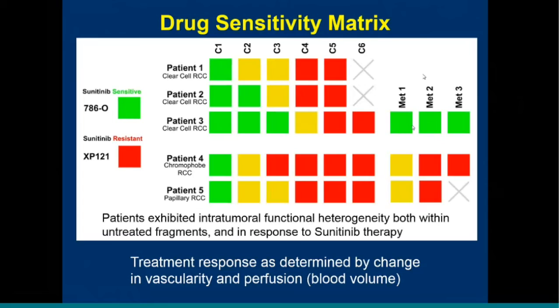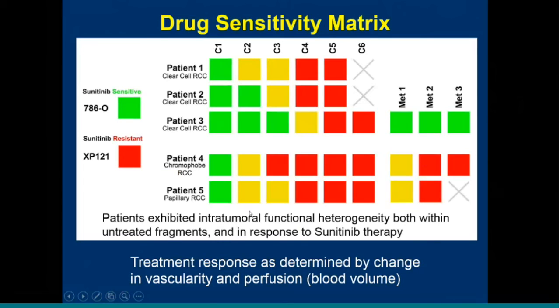And these are really the important ones for the patient, because all of these cores have been removed with a nephrectomy, at least hopefully so. In comparison, patient 4, with chromophobe RCC, the vast majority of their cores are resistant to sunitinib, and also their metastatic cores are not going to respond to sunitinib therapy either.